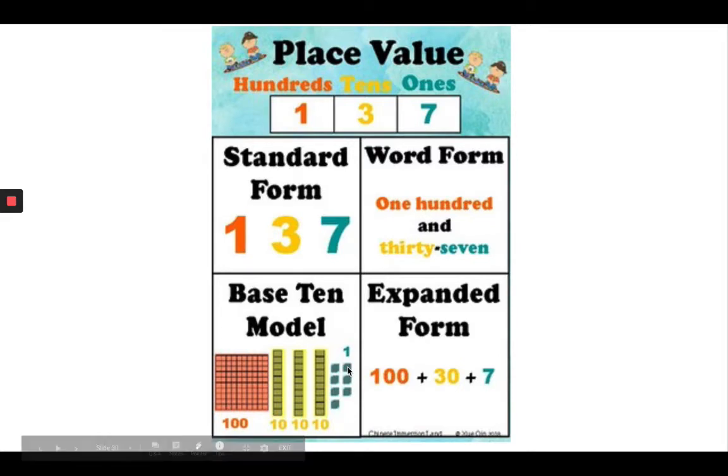Last is expanded form. You're going to take all of those digits and expand them out. The 1 in this number represents 100. The 3 represents 3 10s or 30, 10, 20, 30. And the 7 represents 7 1s. So in expanded form, this number is 100 plus 30 plus 7.